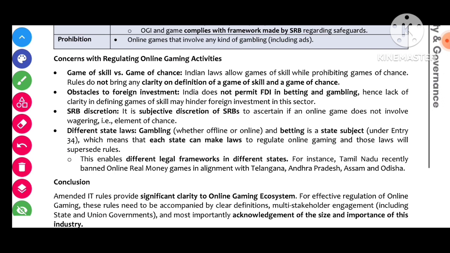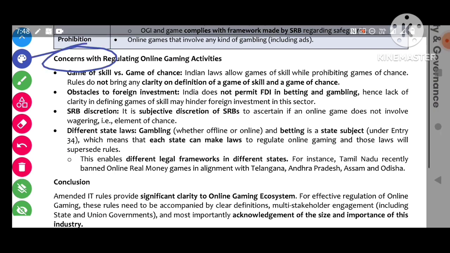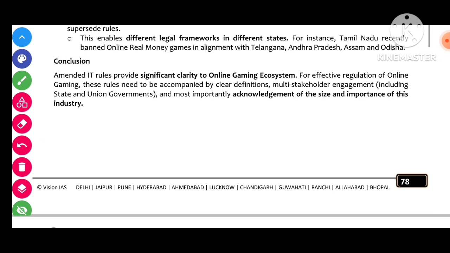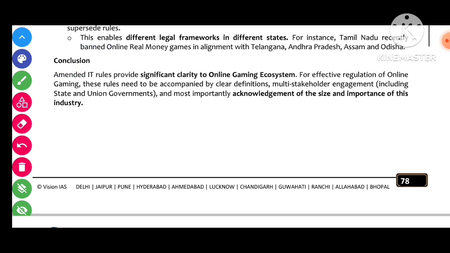Okay, and what are the concerns related to regulating online gaming activities: game of skill versus game of chance, obstacles to foreign investment, SRB discretion, and different state laws. And you can conclude this: the amended IT rules provide significant clarity to the online gaming ecosystem for effective regulation of online gaming. These rules need to be accompanied by clear definitions, multi-stakeholder engagement including state and union governments, and most importantly acknowledgement of the size and importance of this industry.